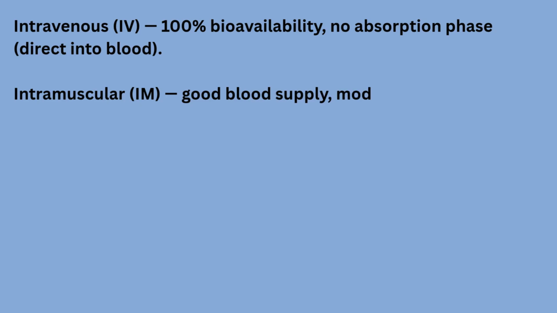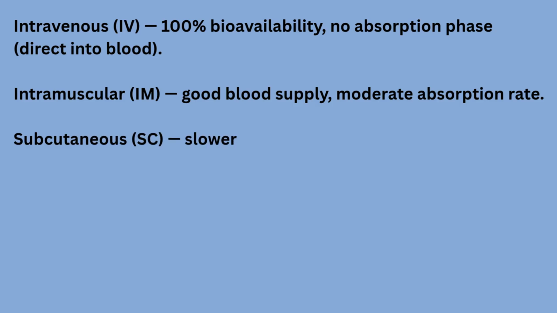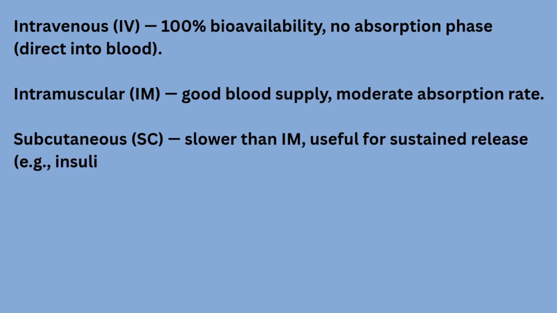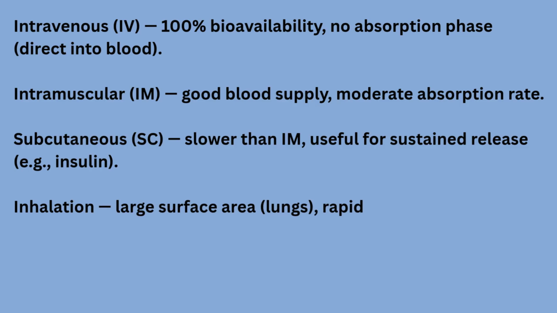Intramuscular, or IM, injections are absorbed fairly quickly because muscles have a good blood supply. Subcutaneous, or SC, injections are absorbed more slowly than IM, because the blood supply to subcutaneous tissue is less. This is actually useful when we want a sustained, slow release, like with insulin.